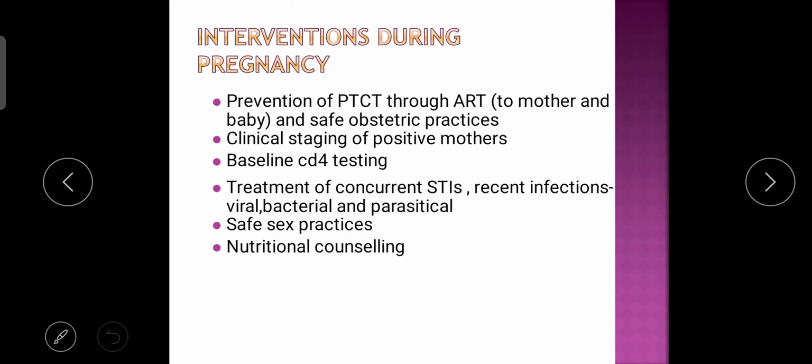Next is intervention during pregnancy, meaning what are the things we have to take care of during pregnancy. The prevention of PMTCT, that is parent to child transmission, through ART to the mother and baby, and safe obstetric practice. Clinical staging of the positive mother, baseline CD4 testing, treatment of concurrent STI, that is sexually transmitted infection, and recent infections, viral, bacterial or parasitic, safe sex practice, and nutritional counseling. Meaning if they already got pregnant, these are the tests you can do, or the planning you can do for the woman during pregnancy.